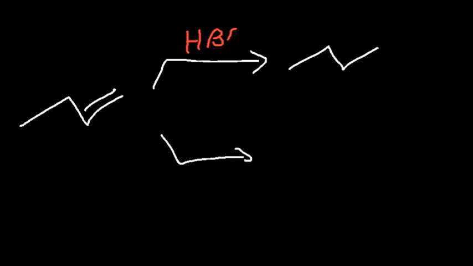Now let's say if you have an alkene, if you add HBr, it's going to react with the double bond, and it's going to put a bromine on the more substituted carbon, which is the secondary carbon. And the hydrogen will go on the less substituted carbon.